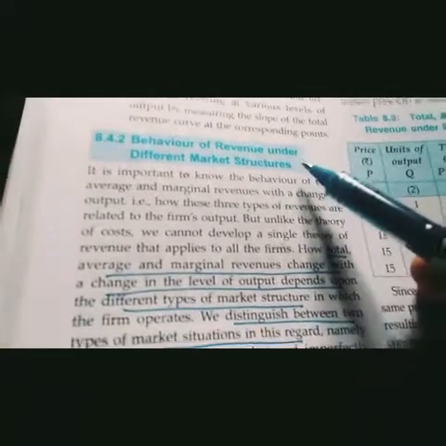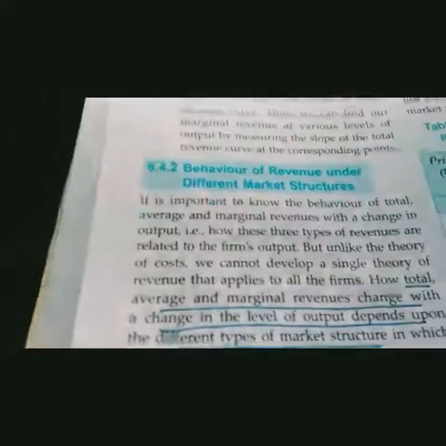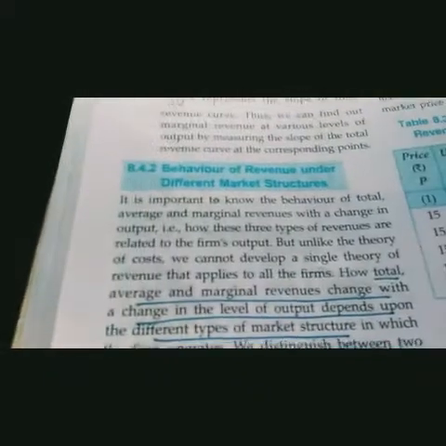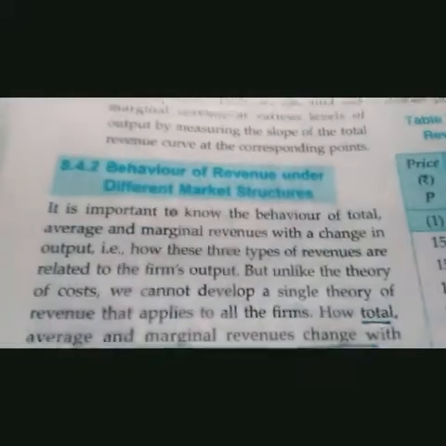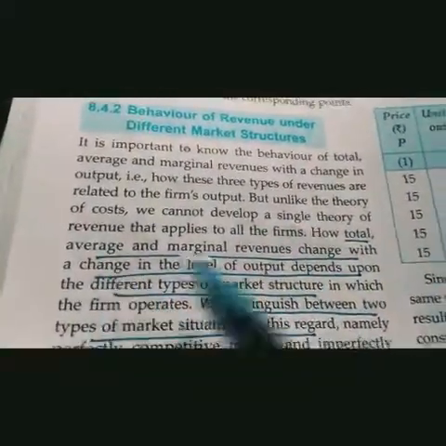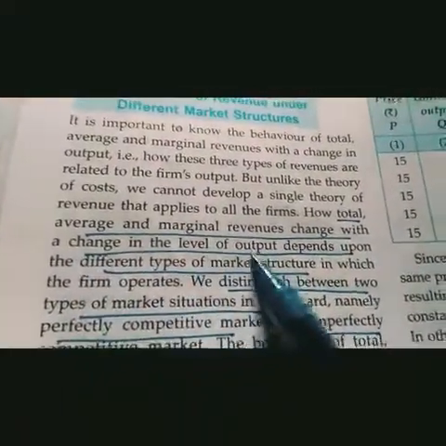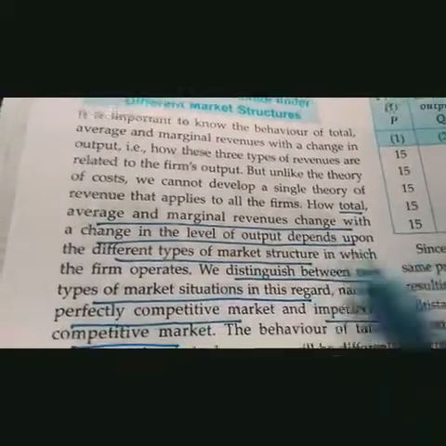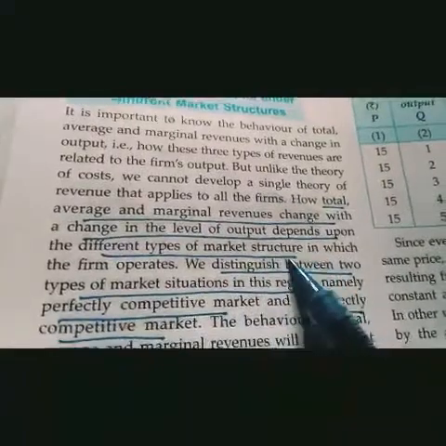Just now I told you that there is a condition. I told you to hold yourself, perfect competition. You got to know all this thing, perfect competition and all. Just see the behavior. Page number 156. Behavior of revenue under different market. Now students, this is very important. Total revenue, average revenue, marginal revenue change with a change in the level of output depending upon, किसके ऊपर depend है? Different type of market structure.